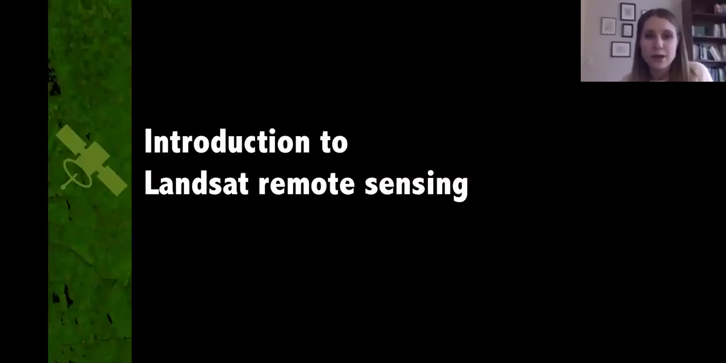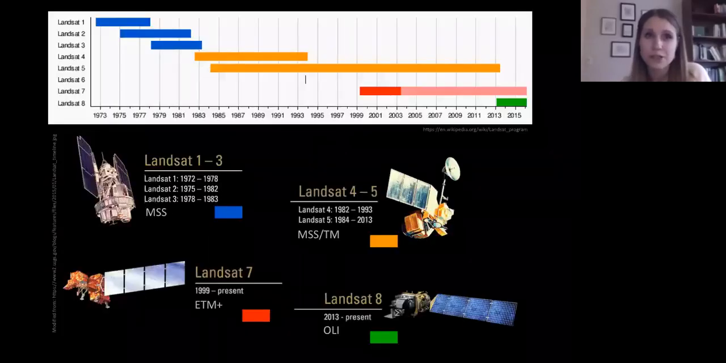So for those of you who may not be familiar, the Landsat family of satellites has produced the longest continuous space-based record of Earth's land surface currently in existence. The first Landsat satellite was launched in 1972, and Landsats have been imaging the Earth's surface ever since. In total, 8 Landsat instruments have been launched, one of which, Landsat 6, failed to achieve orbit.